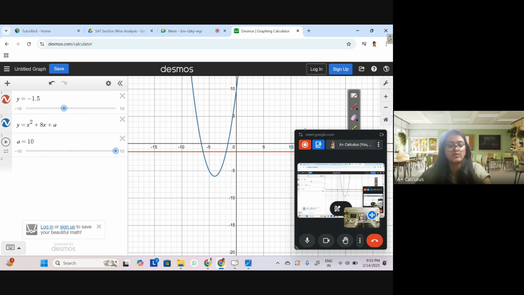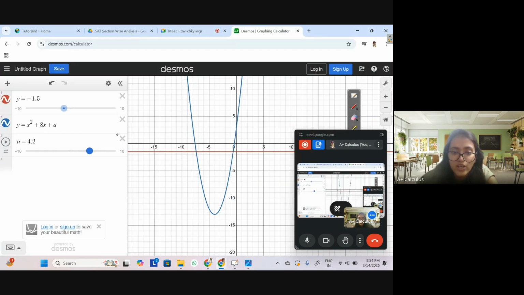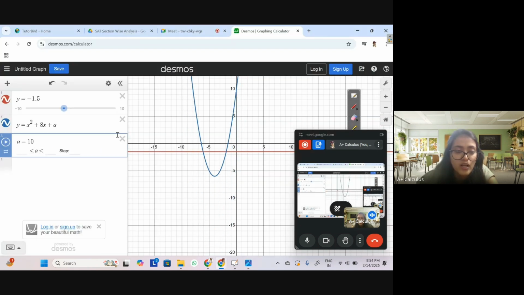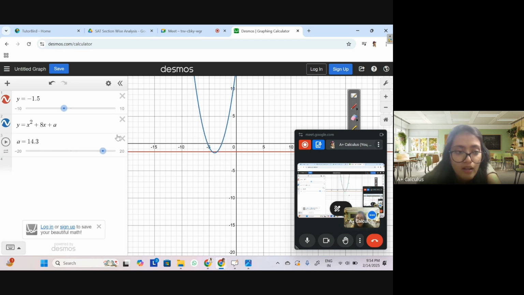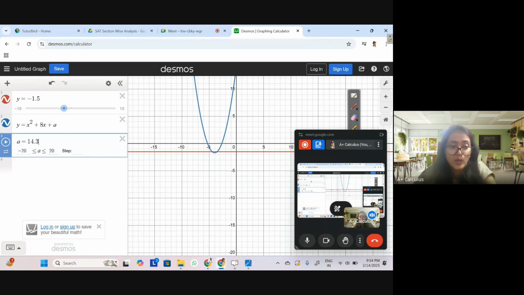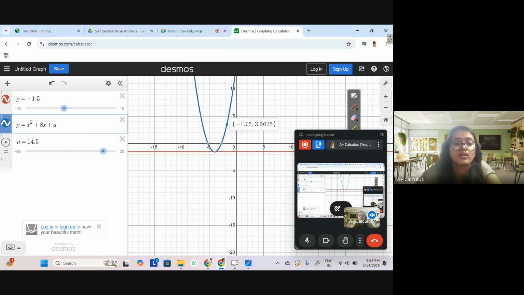And, look at the answer choices. Oh, we don't have the answer choices. So see, right now it is not touching the red line. So you need to change the interval from negative 10 to 10. I'm going to make it negative 20 to 20. Now, okay. 14.3, you can manually type the values, 14.4, 14.5. Looks like it is touching the line at 14.5.